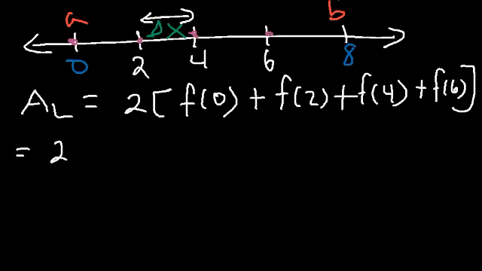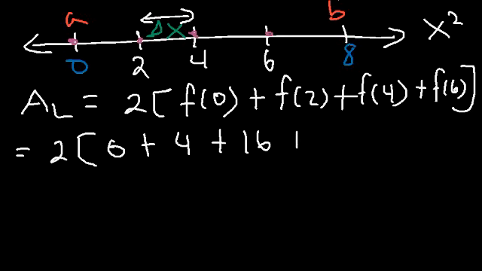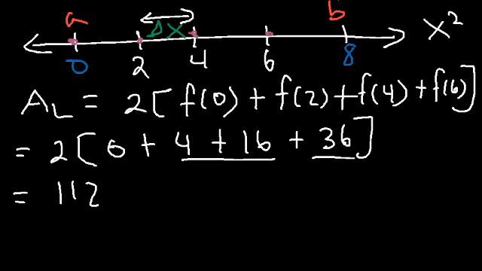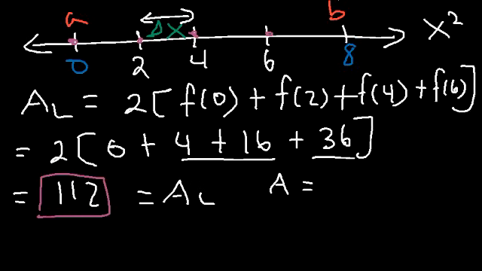Now f of 0, we know that f of x is x squared. So 0 squared is 0, 2 squared is 4, 4 squared is 16, 6 squared is 36. 4 plus 16 is 20, 20 plus 36 is 56. Times 2, that's 112. So the area using the left Riemann sum is 112. Now we know the exact area, when we calculated the value of the definite integral, was about 170.67.